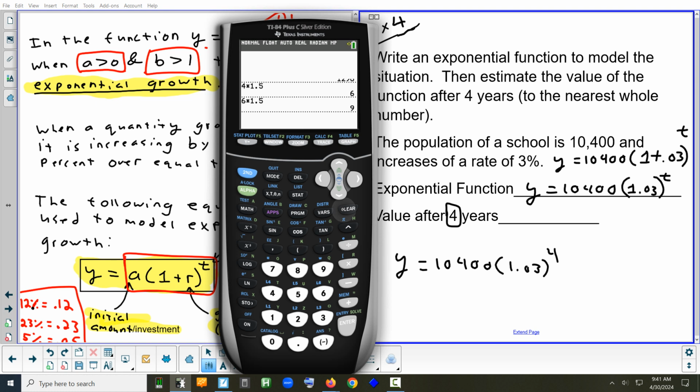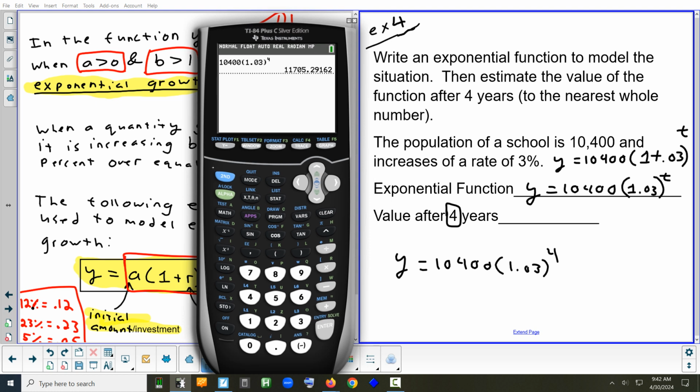So, 10,400 times 1.03 to the 4th power. The calculator will handle all the order of operations, PEMDAS, automatically. Now it says to round to the nearest whole number. So after 4 years, how many students will be in the school based on that data?